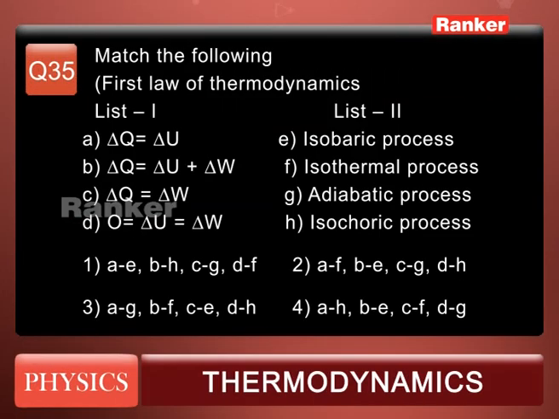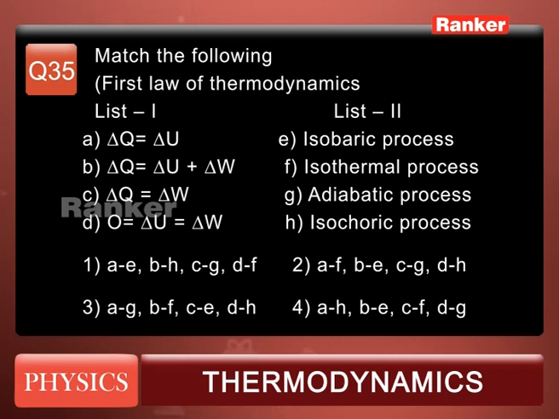Question number 35. In this problem, we have to match column 1 with column 2. In column 1, certain processes or conditions are given. In column 2, we have to match those conditions. In column 1, first is given delta Q is equal to delta U. Second is delta Q is equal to delta U plus delta W. Third is delta Q is equal to delta W. And the fourth is 0 is equal to delta U is equal to delta W.